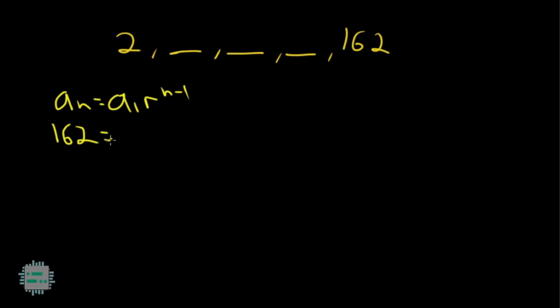The a sub 1 in this example is 2. Yun yung first term natin. And then common ratio, yan yung hinahanap natin. So lagay pa rin natin dyan n less 1, n being the number of terms. So in this example's case, 1, 2, 3, 4, 5 terms ang meron tayo, minus 1. Simplify natin further. We now have 2 times r raised to 4.